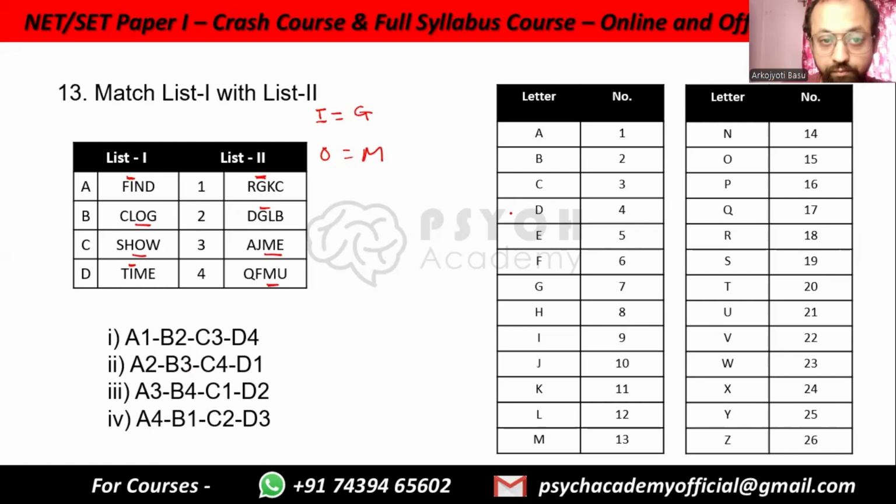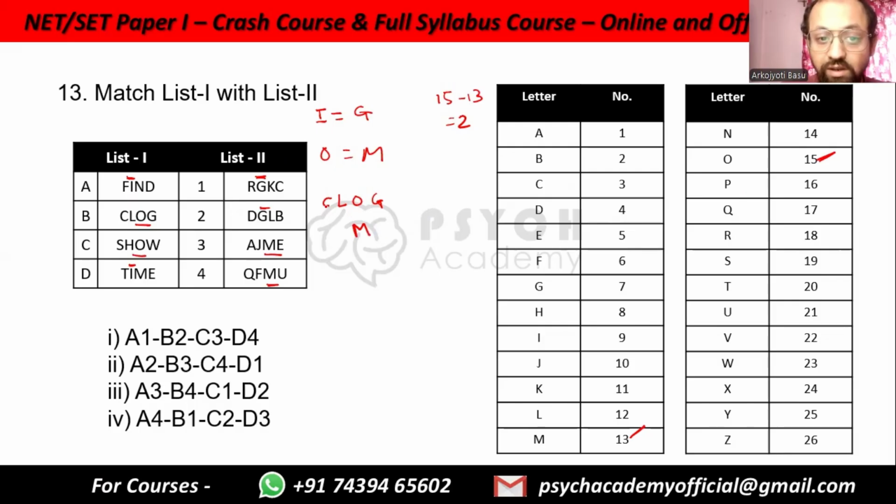How does O become M? So O is 15 and M is 13. 15 minus 13 is equal to 2. So basically, when we are starting with, let's say, CLOG, C L O G, O has become M. That is, we reduced O by 2.